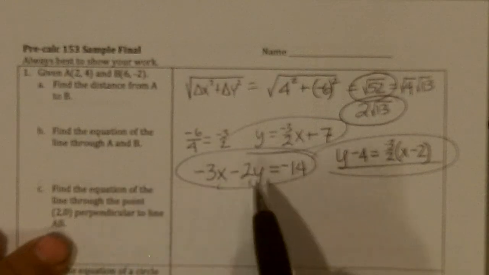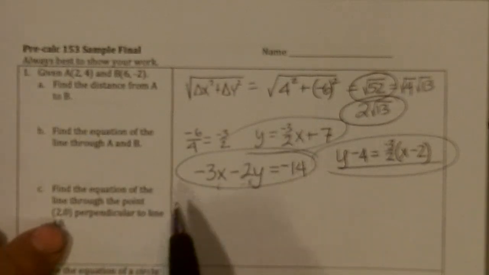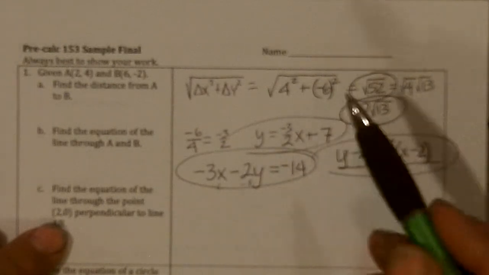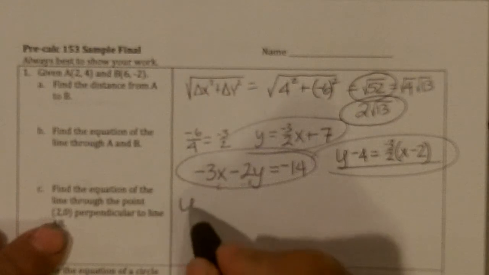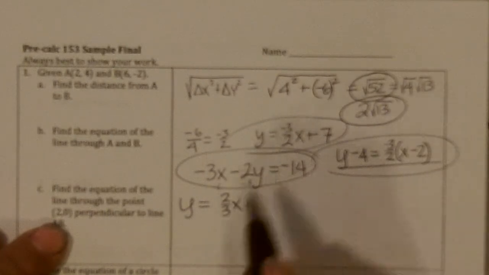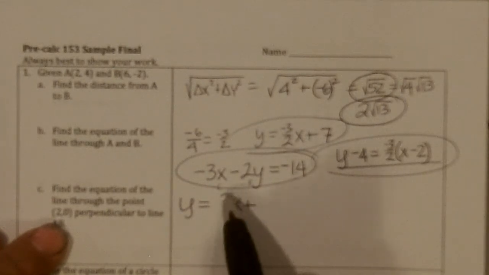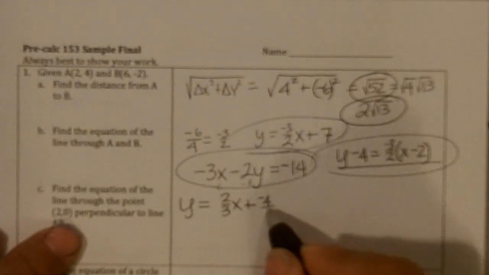Now find the line through the point 2, 0, which is perpendicular to this. So then I have to take the negative reciprocal of the slope, so that would have been y equals 2/3 x plus, and if I put in 2 here, I get 4/3, and I'm supposed to get 0, so minus 4/3.